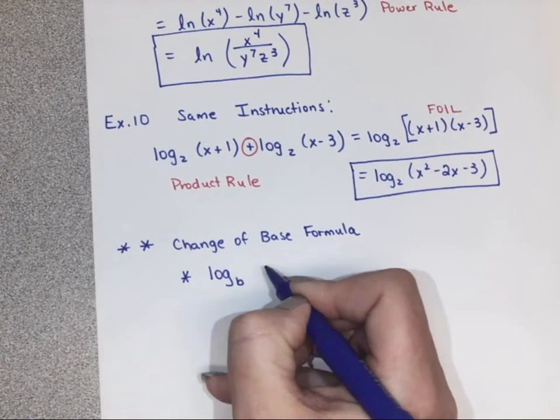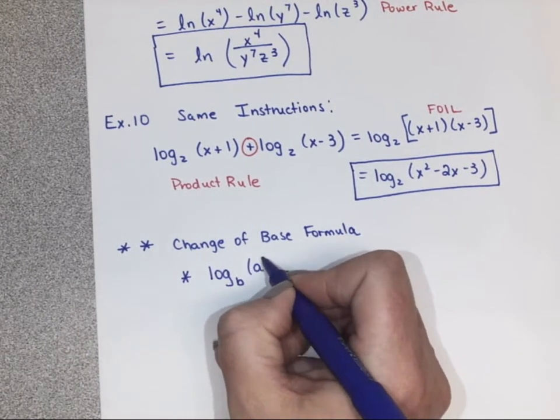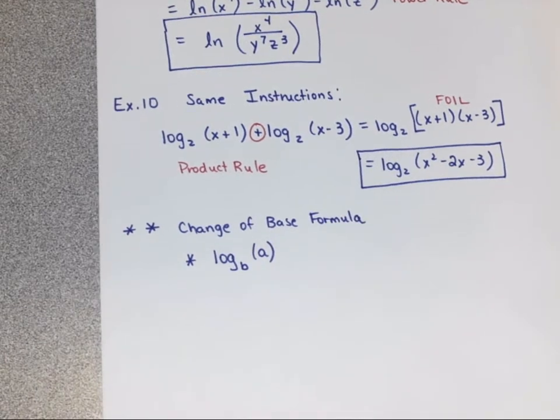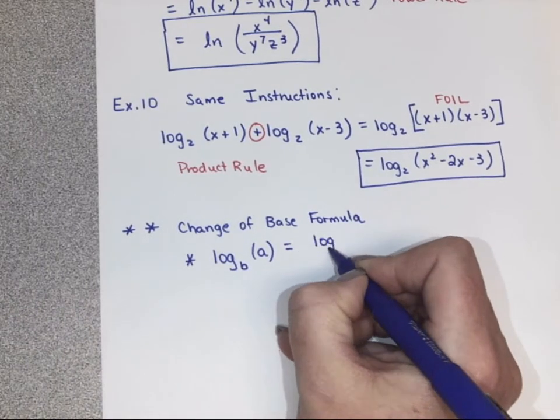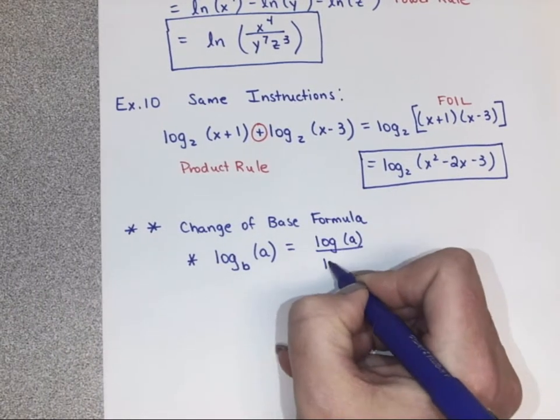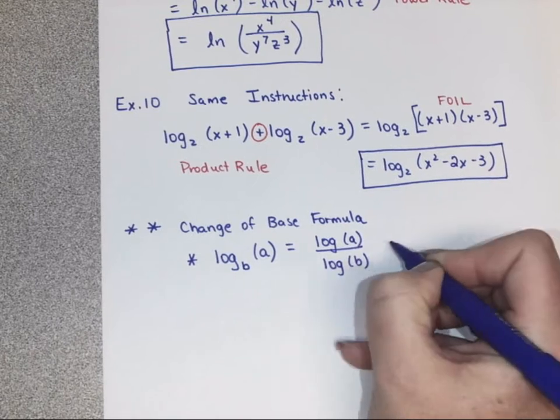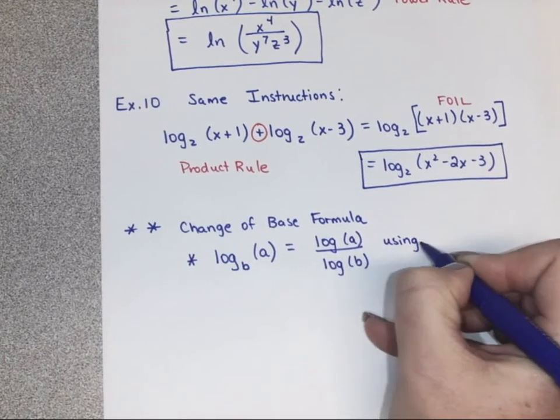If you have the log base b of something, the log base b of a, you are allowed to change it to the log of a over the log of b, and you're allowed to use any base you want.